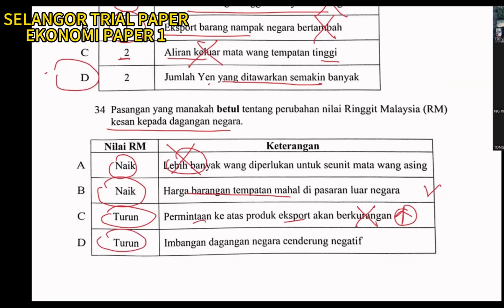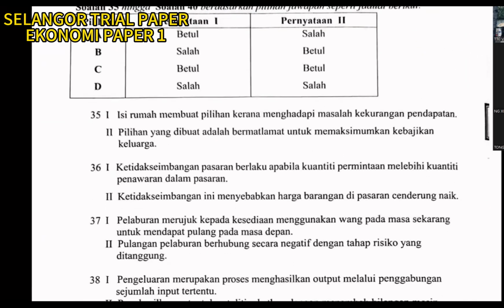Turun, negative? No. Turun should be positive. Why? Because when our currency reduce, export will increase, import will reduce. Hence, we will achieve positive. Alright? And next, correct or wrong? Isi rumah pilihan kekurangan pendapatan. Yes. Pilihan pemaklumat kebajikan keluarga? No. Isi rumah is what? Kepuasan. So answer is A.